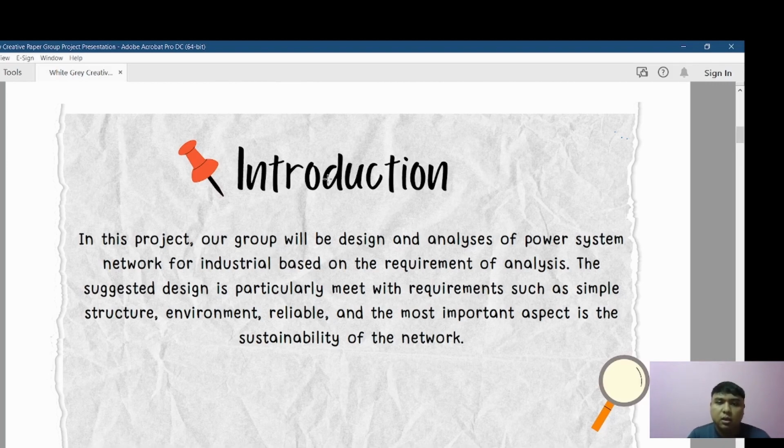The suggested design particularly meets requirements such as simple structure, environmental reliability, and the most important aspect, which is the sustainability of the network in the long term. As we know, an industrial power system is a heavy system and highly costly. So system stability is important to make sure the system runs properly in the long term.